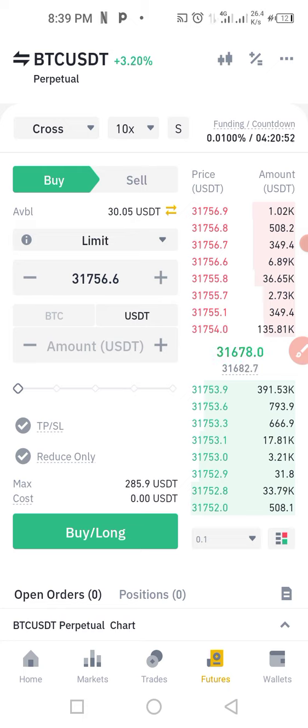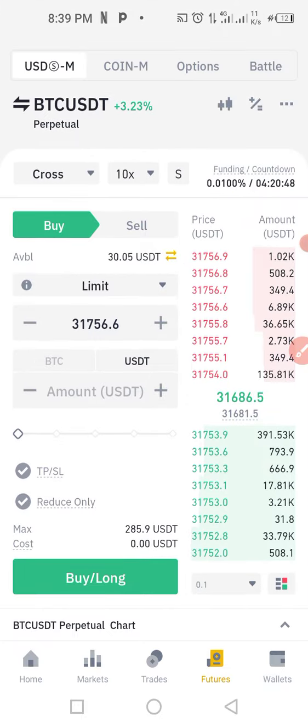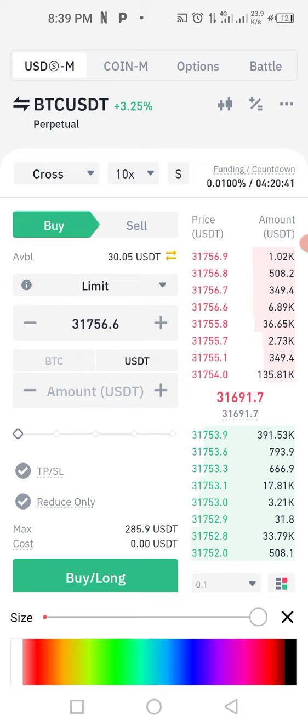All right, so let's go to the interface. I will explain it one after the other, what it means. Now you can see this button here. Let me circle it so that you see. Now this BTC USDT, it means that you are buying.